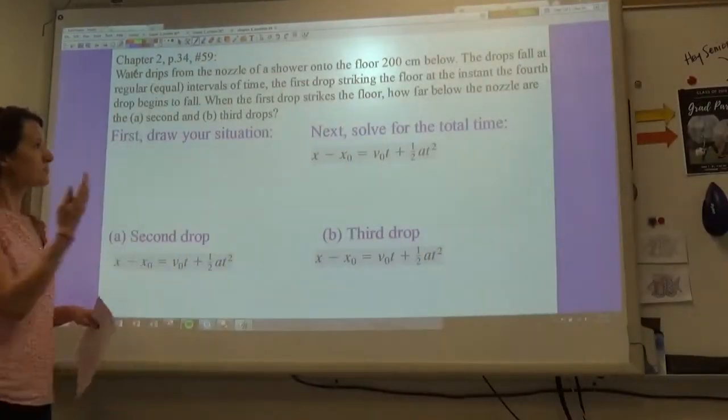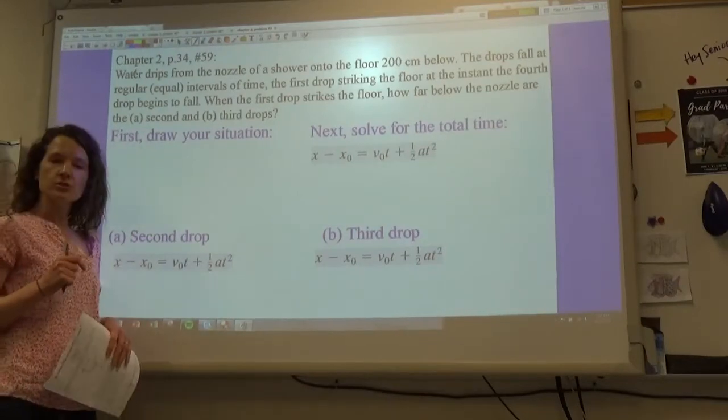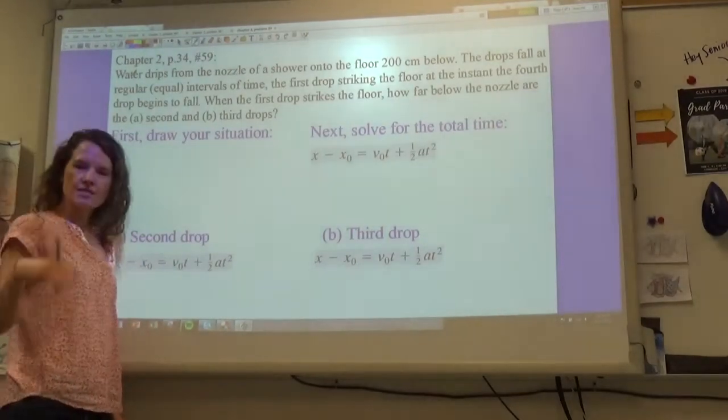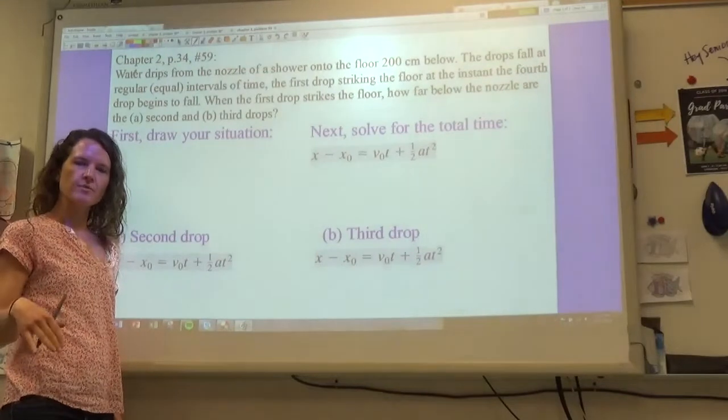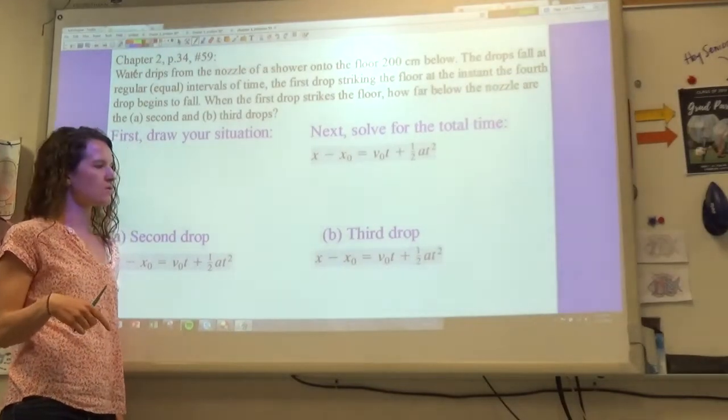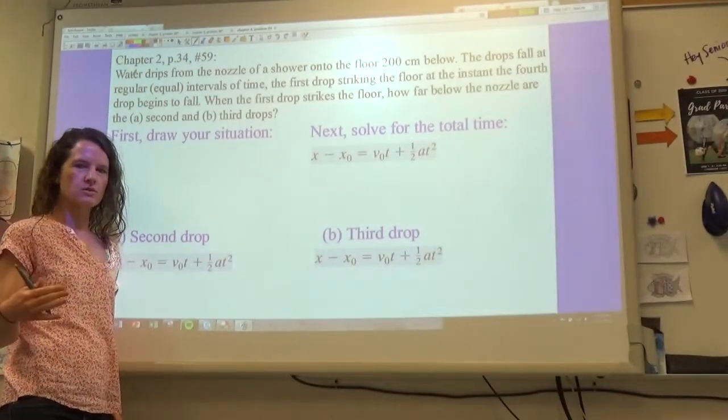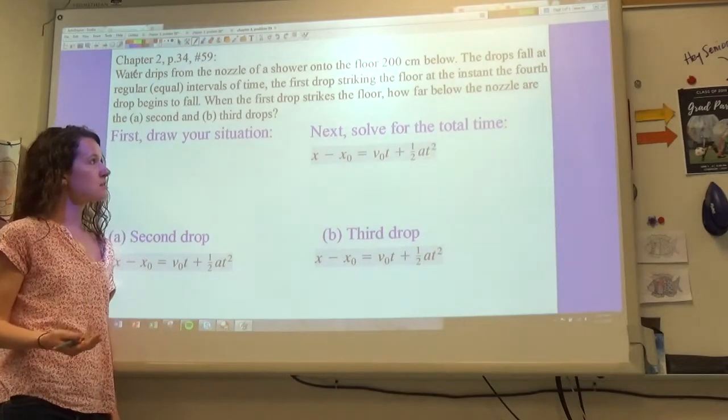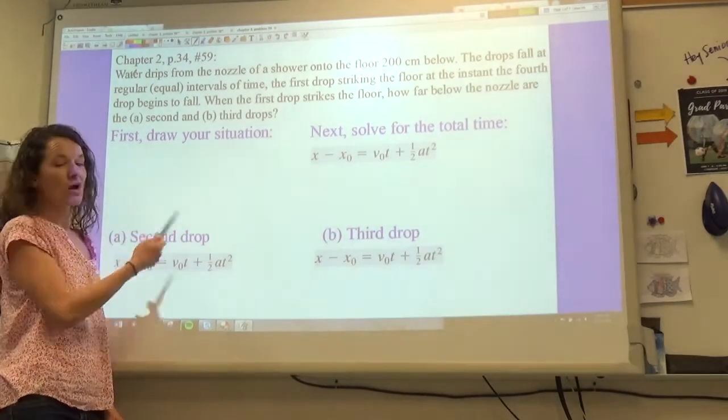Hello, this is a problem from chapter 2. It's chapter 2, number 59, and it's a problem where the water is dripping out from the shower nozzle, and we're trying to figure out how far below the shower nozzle is each drop. And so first we want to draw our situation.